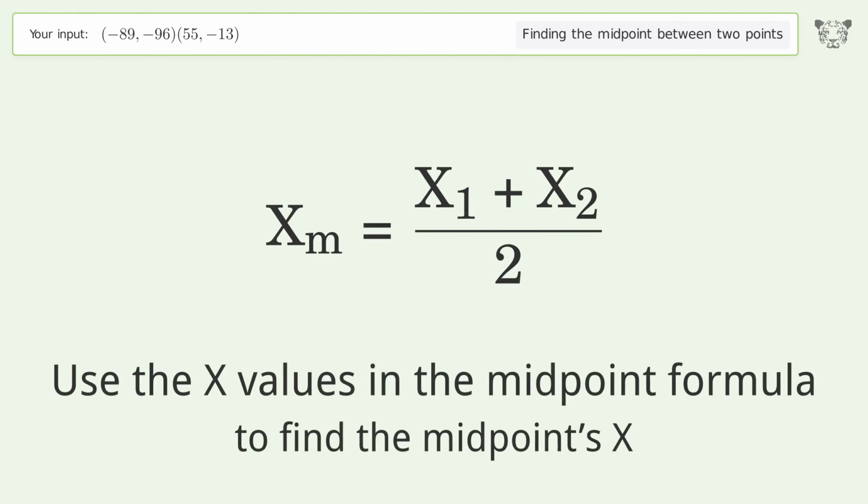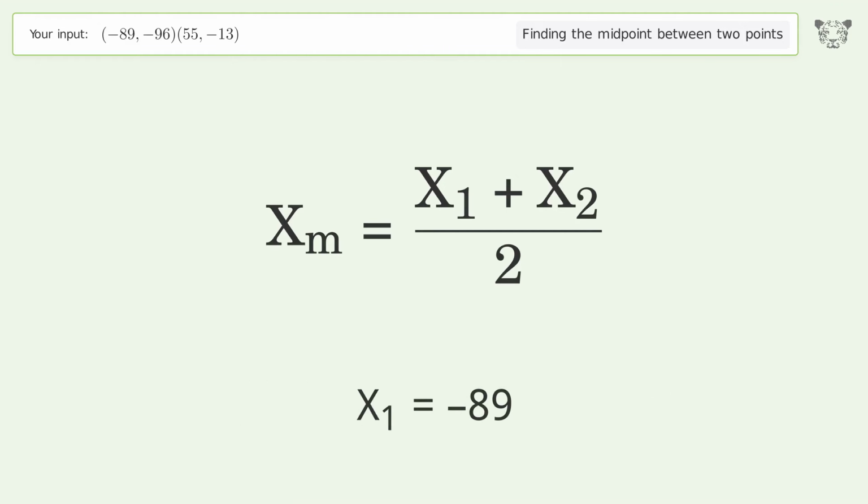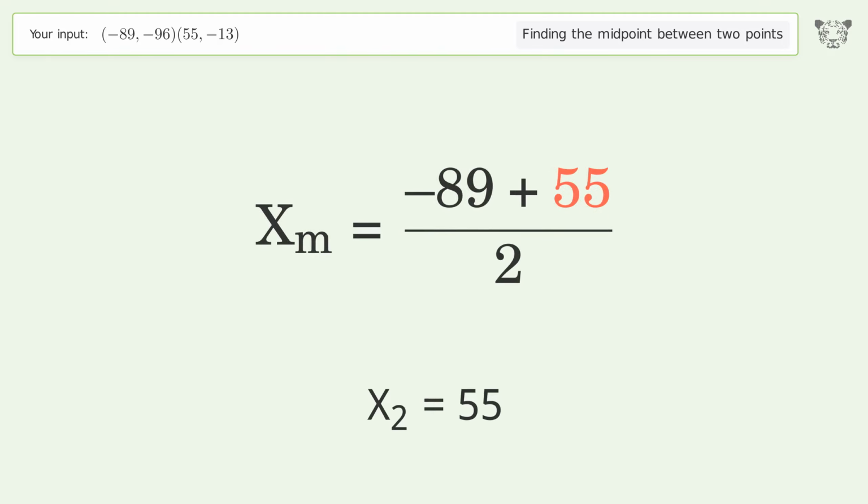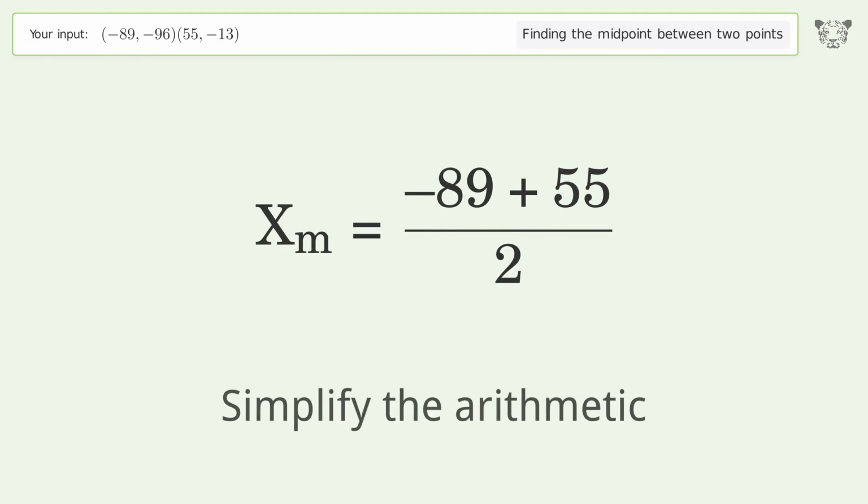Use the x values in the midpoint formula to find the midpoint's x. x1 equals -89. x2 equals 55. Simplify the arithmetic.